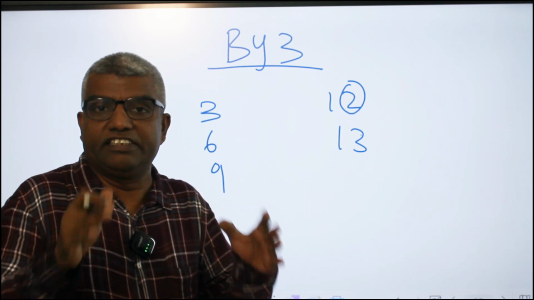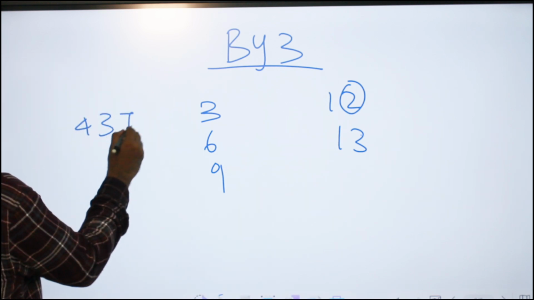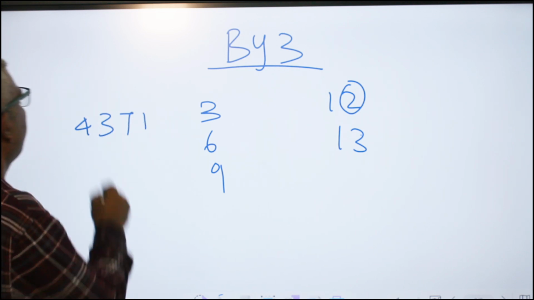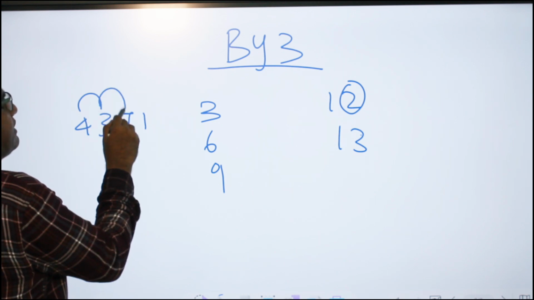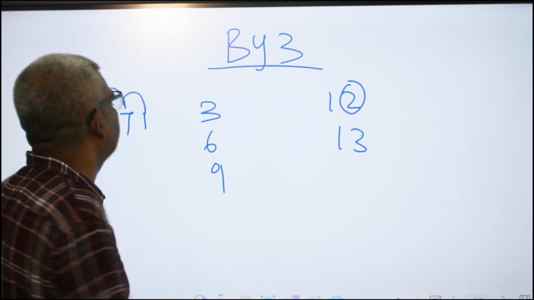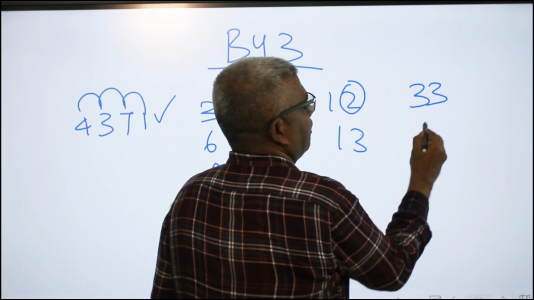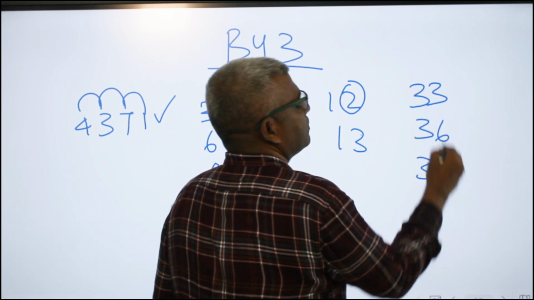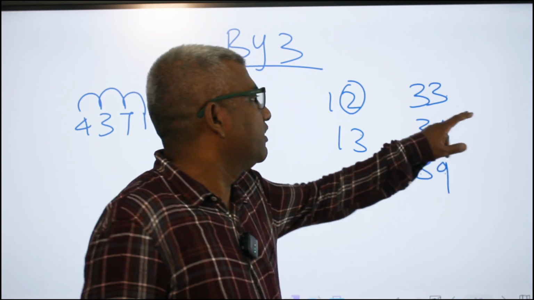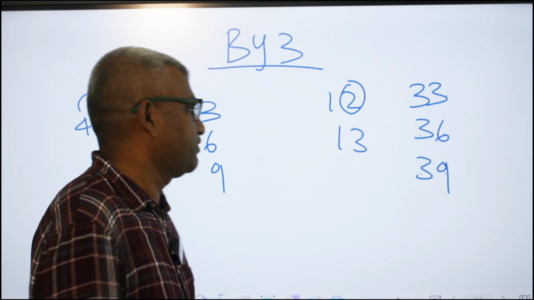If you add all the digits in the number, for example 4371: 4 plus 3 is 7, 7 plus 7 is 14, 14 plus 1 is 15. 15 is divisible by 3, so 4371 is also divisible by 3. Check it out: 33, 36, 39. 3 plus 3 is 6, 3 plus 6 is 9, 3 plus 9 is 12. 6, 9, 12 are all divisible by 3, so 33, 36, 39 are also divisible by 3.